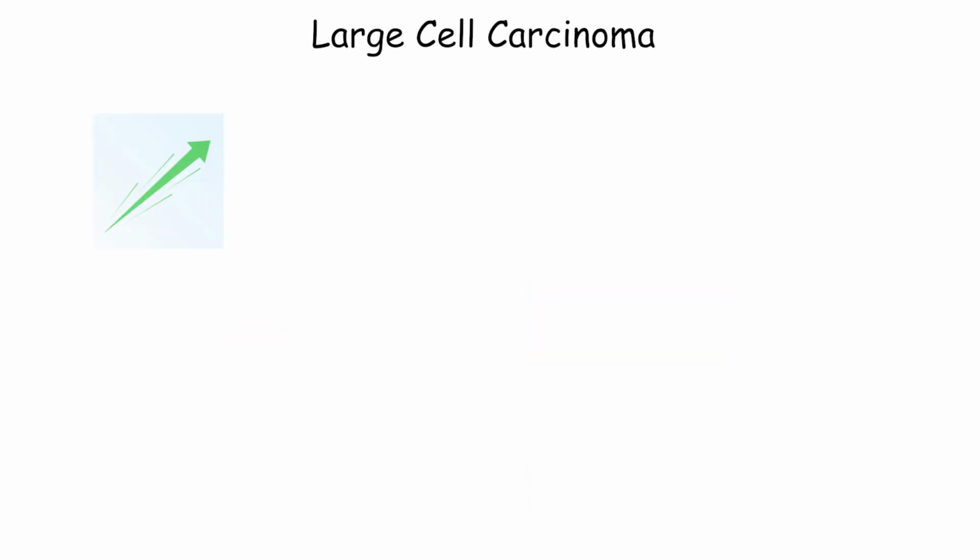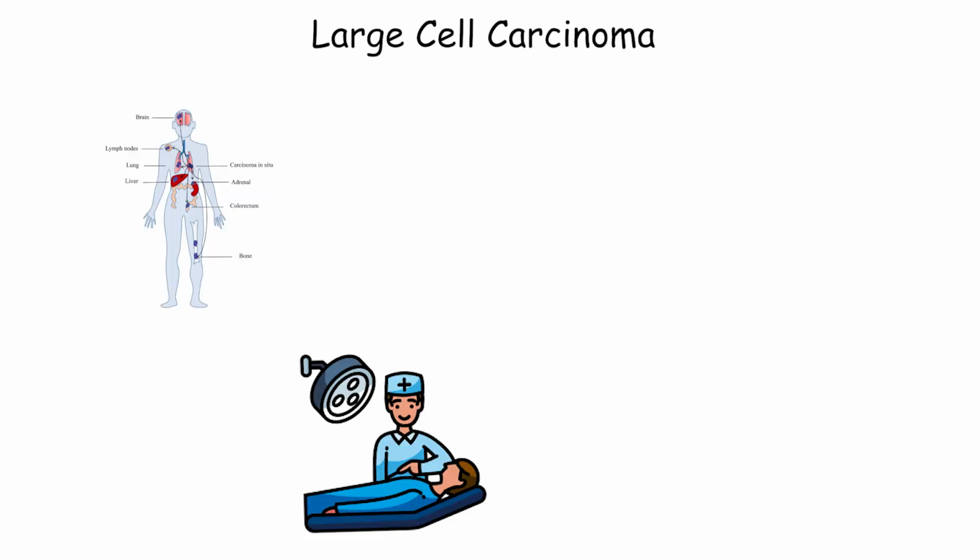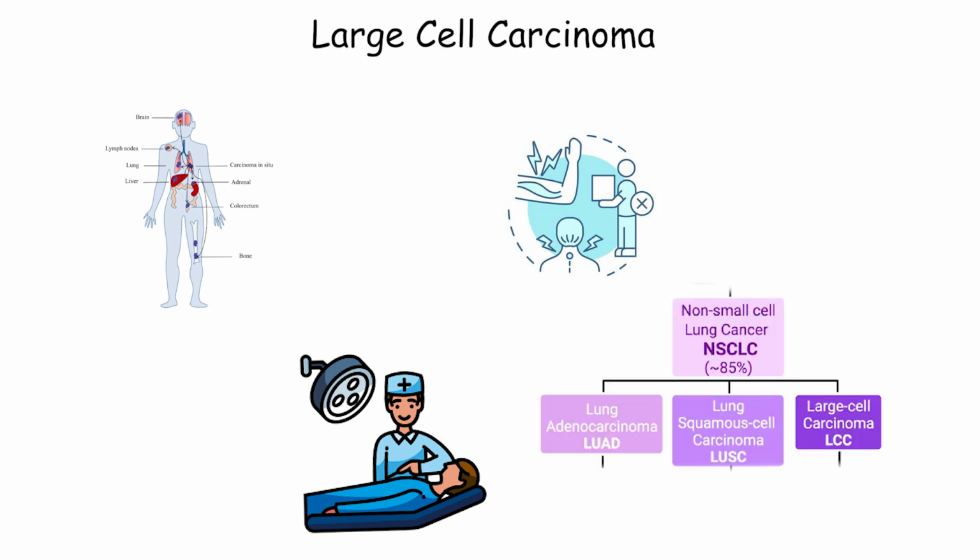It tends to grow quickly and has a high likelihood of spreading, metastasizing to other parts of the body, such as the lymph nodes, brain, liver, or bones. This rapid spread can make treatment more complex and the prognosis less favorable compared to other NSCLC subtypes.